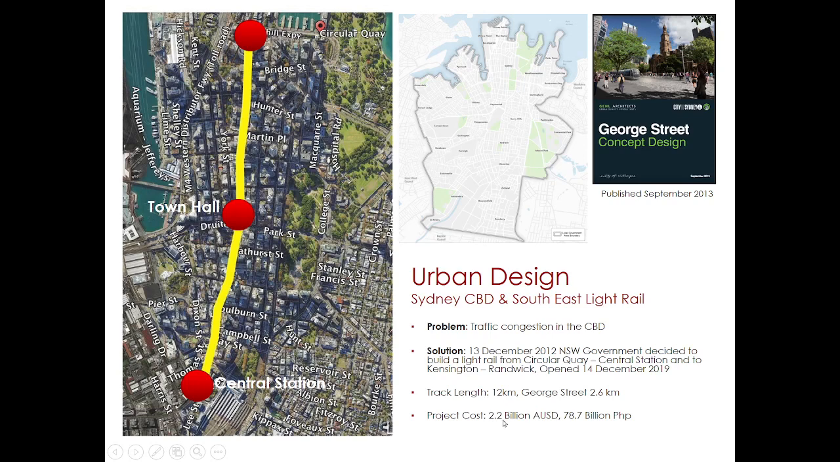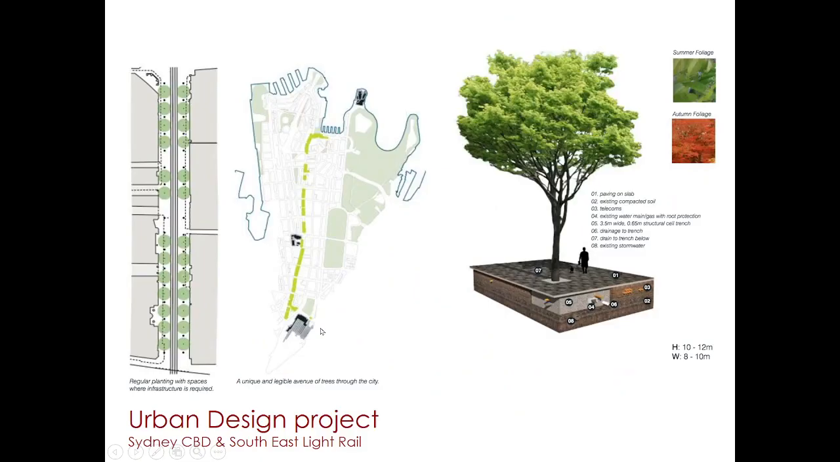The project cost was about 2.2 billion Australian dollars, which is the equivalent of 78.8 billion Philippine pesos. The total track length is 12 kilometers, and the George Street section is only 2.6 kilometers.